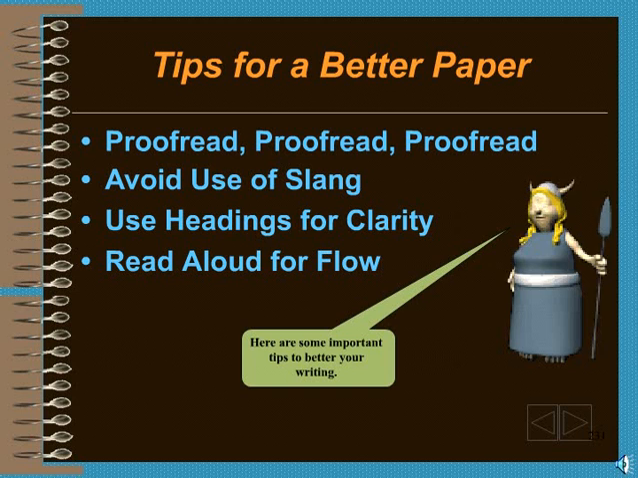Here are some important tips to better your writing. First, proofread at least 3 times. Once while you're writing, once when you're finished, and again after you've gone away from the paper for a while. If you are printing the paper, review again after you've printed as mistakes show up in the hard copy. You can also have someone else proofread for you.